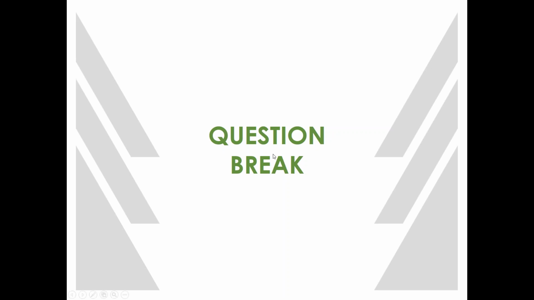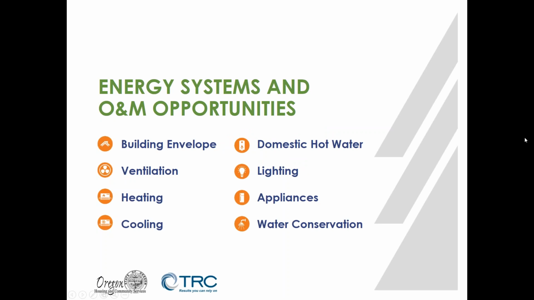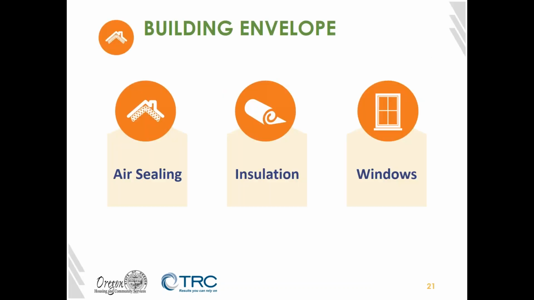Okay, all right, great. So we're now going to start to take a look at the various energy systems in multifamily buildings and common operations and maintenance opportunities for those systems. This is just a preview of what we're going to be going through, and we'll start with the building envelope. Major components of the building envelope that affect building performance and energy efficiency are the air sealing or air tightness, the insulation, and then the windows. We're going to focus primarily on the first two, the air sealing and the insulation.